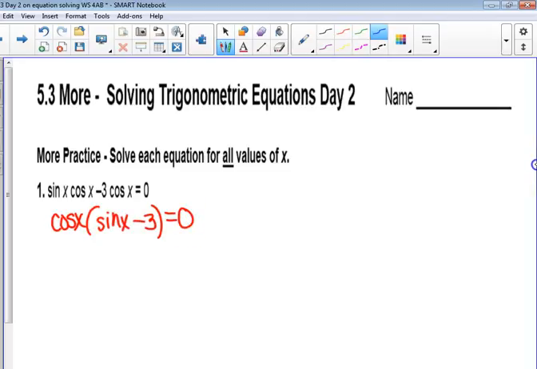Okay, we can't divide out a cosine. Now we're going to take your turn being equal to 0 here. Either the cosine is equal to 0 or sine x minus 3 is equal to 0, which would make the sine 3.